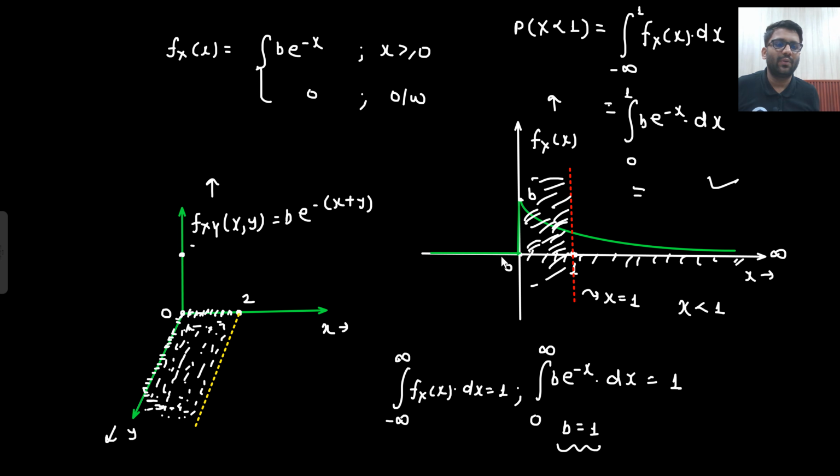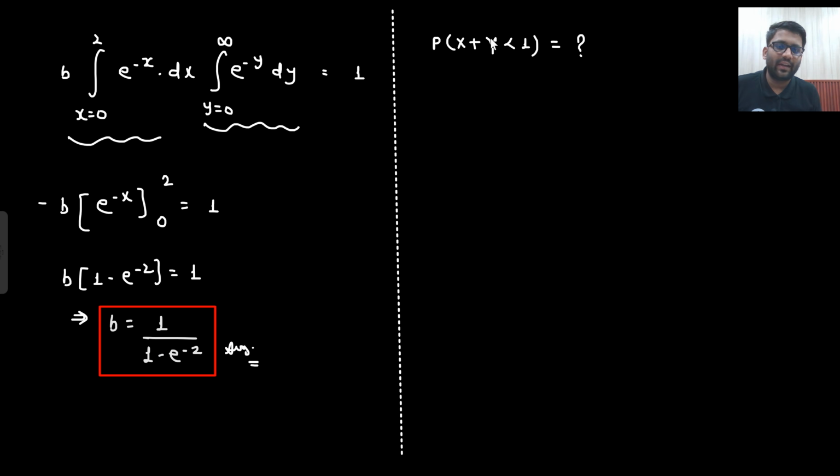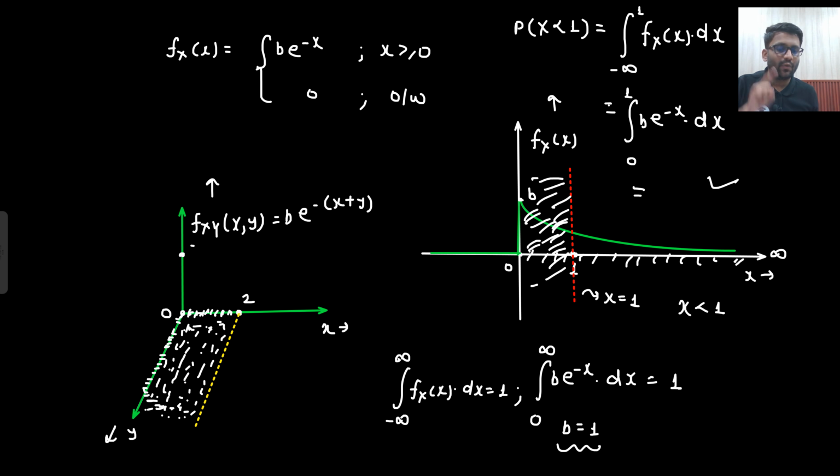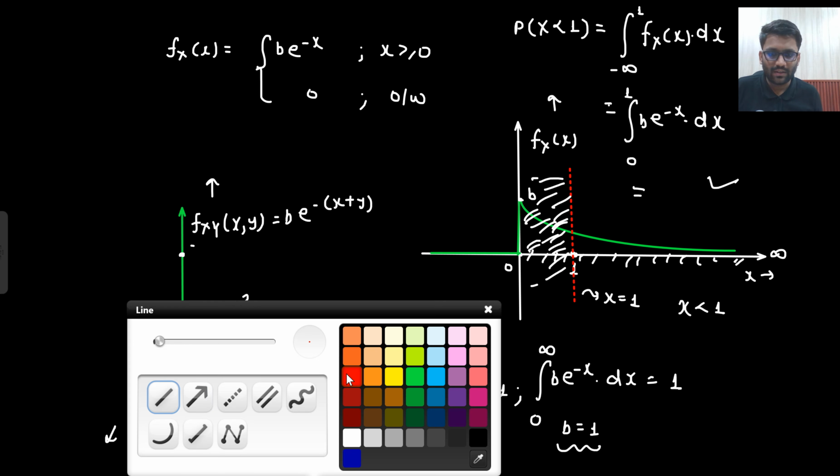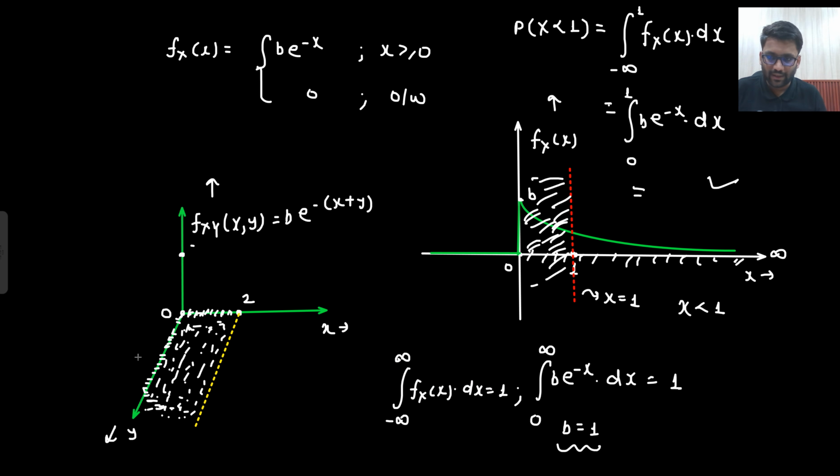So a similar thing you will do here. X plus y less than 1. That means now you will make the line of x plus y. How will you make the line of x plus y? Yes, x plus y equals 1. That will be this line. So this line is x plus y equals 1.